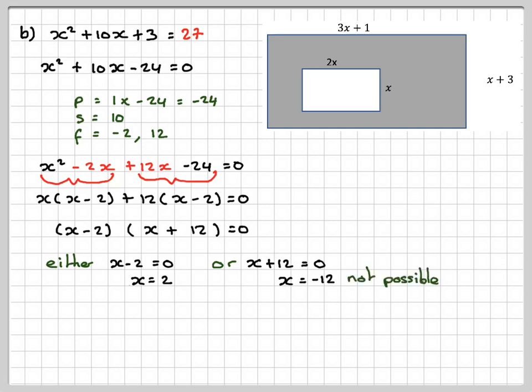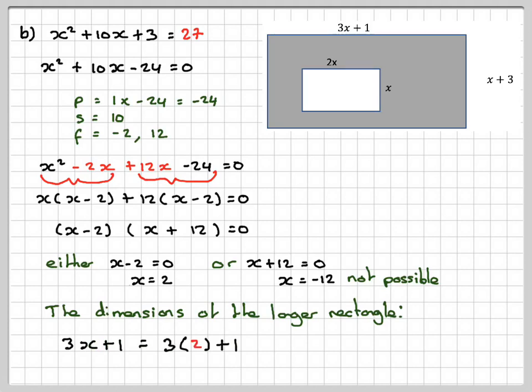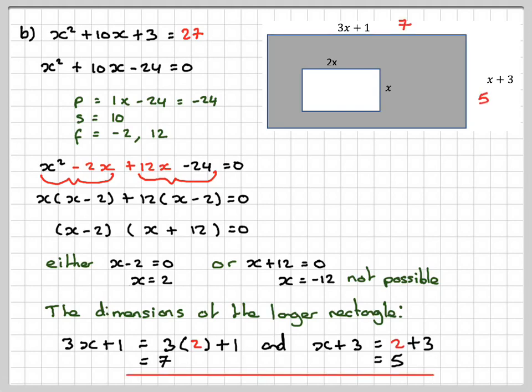Well, x is equal to minus 12 in relation to the problem is just not possible. We can't have a negative number here, we can't have a negative number here. So therefore, the dimensions are going to be 3x plus 1, which is going to be 3 times 2 plus 1, because the only accepted value is that, which gives me 7, and the other one is going to be x plus 3, which is equal to 2 plus 3, which is 5. So the dimensions are 7 by 5.